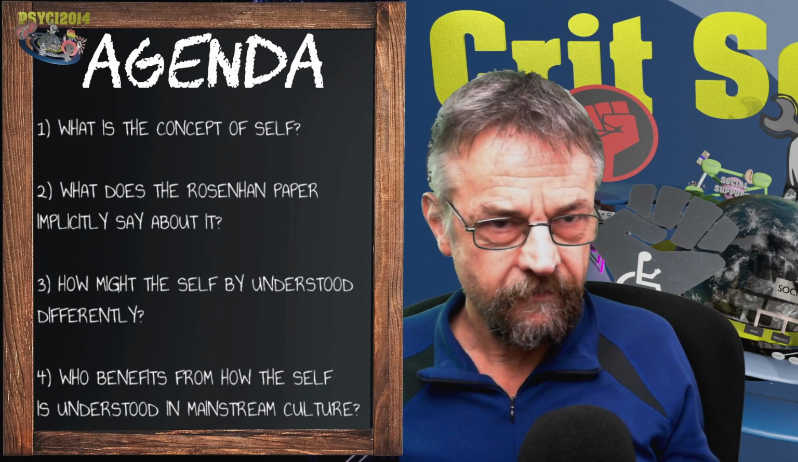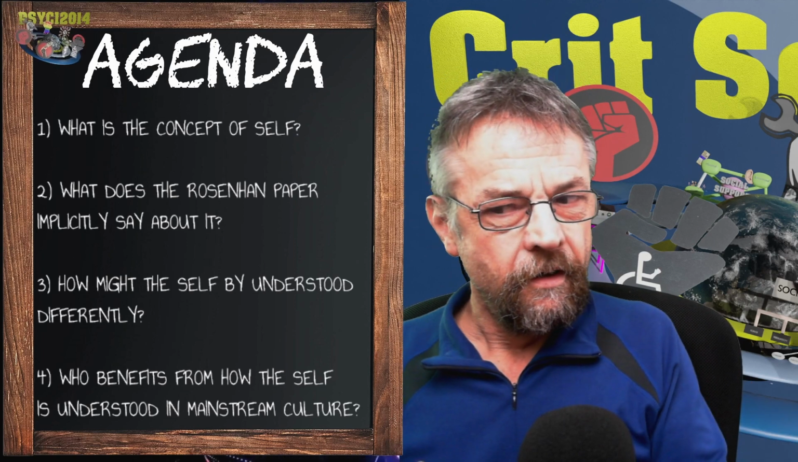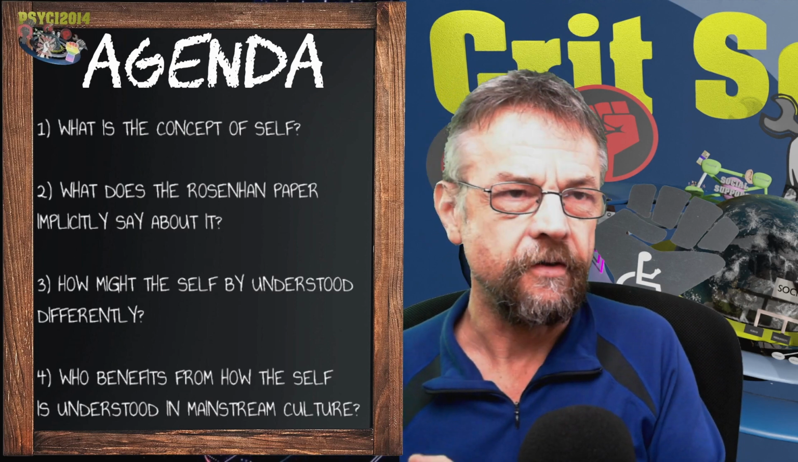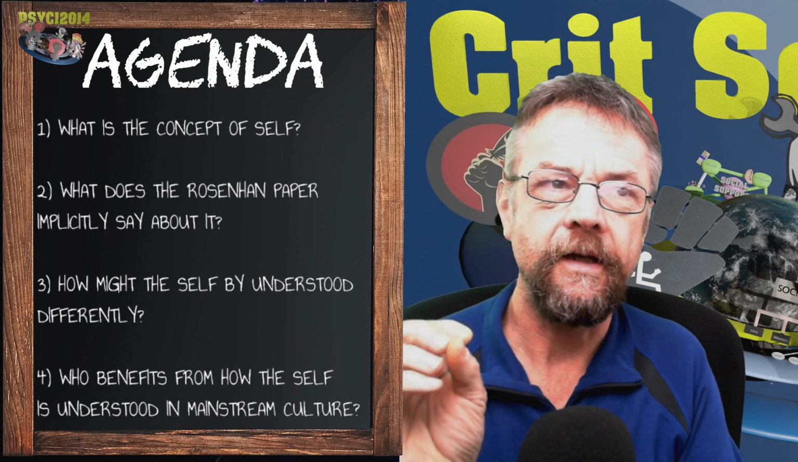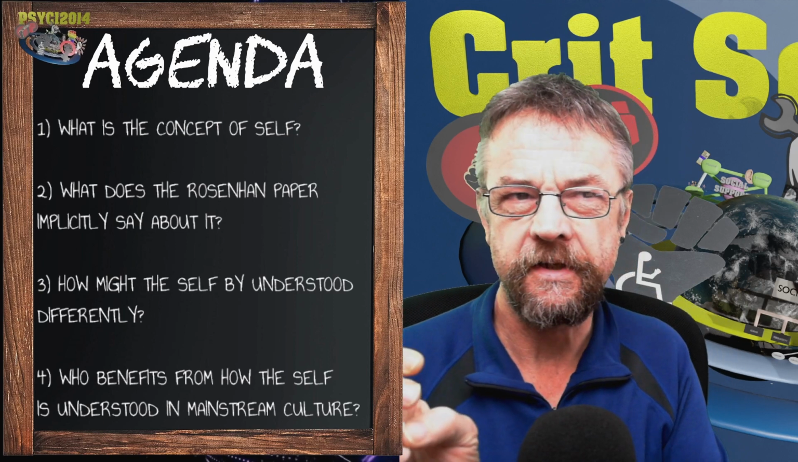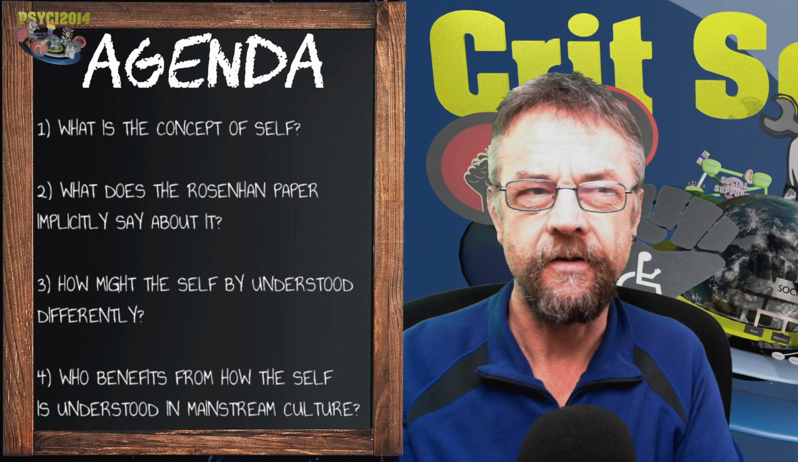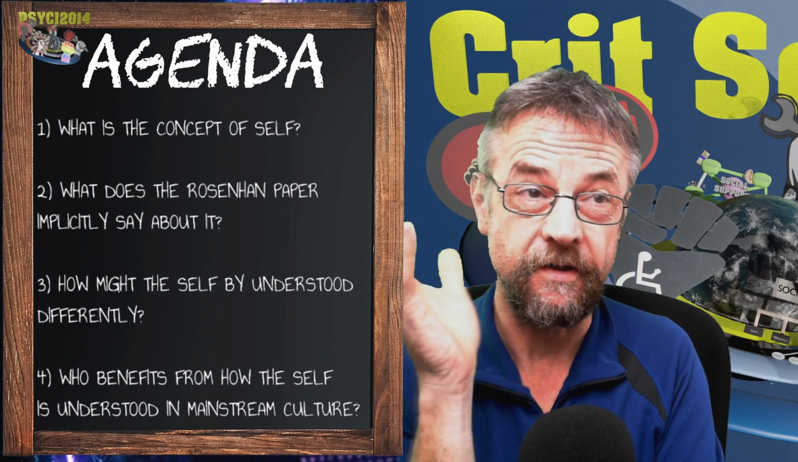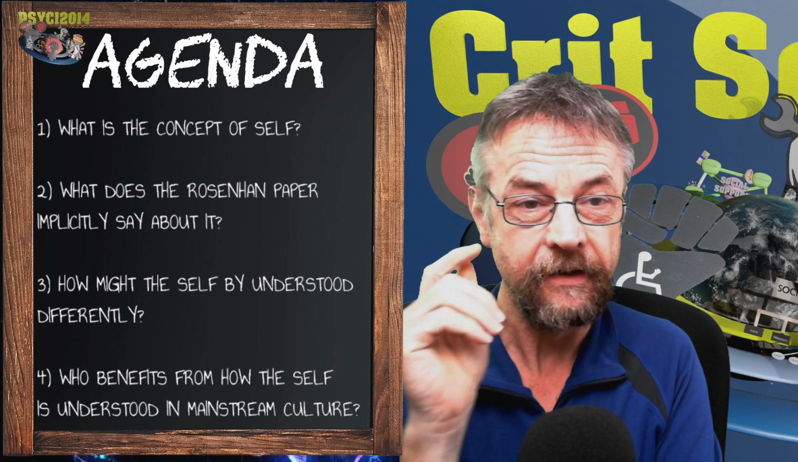And then question 2: what does the Rosenhan paper implicitly say about the concept of the social self? Implicit, not explicit. How is the Rosenhan paper related to this concept of the social self? What does it say about it? And the alternative, which is the individualistic notion of self.